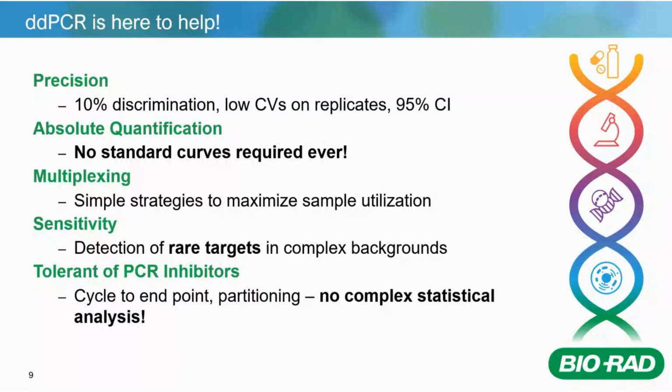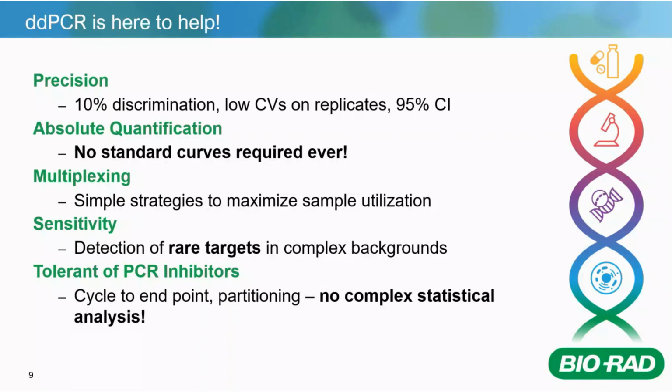There's also another huge benefit, absolute quantification. It's sort of stated in the name. But in that, you don't ever have to run a standard curve, and you don't have to have standards unless you're trying to detect a pathogen. Now, what does that actually mean? And how does it help you?